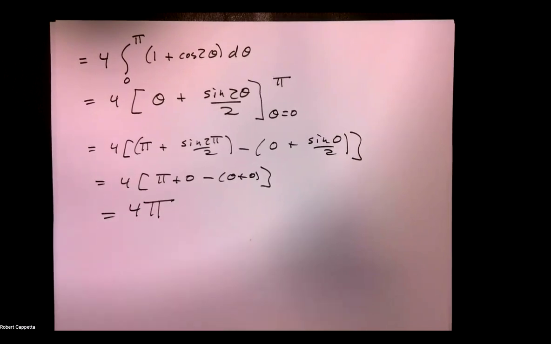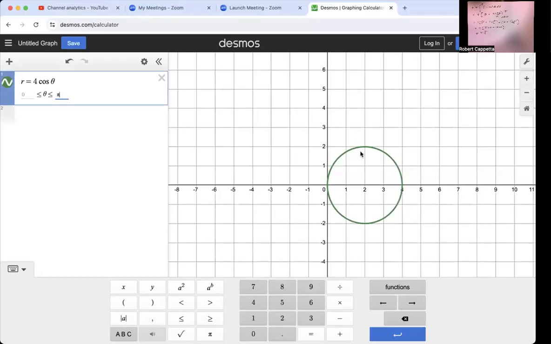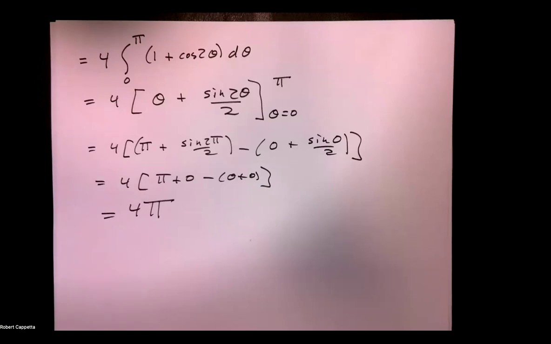Now, is that what I expected it to be? Here is my curve. It has a radius of 2, and the area of a circle with radius 2 is pi r squared, pi times 2 squared, 4 pi. So indeed, that is correct.